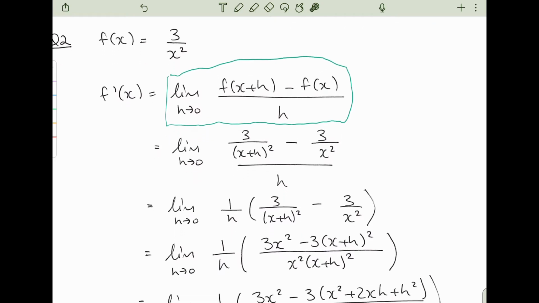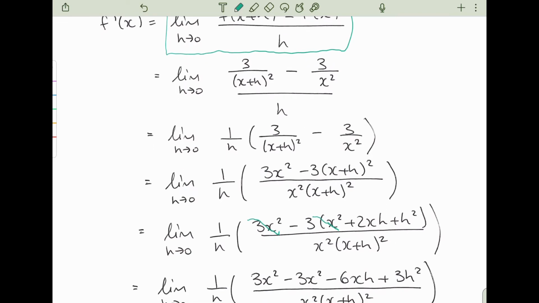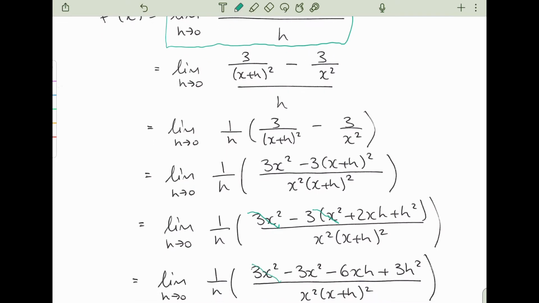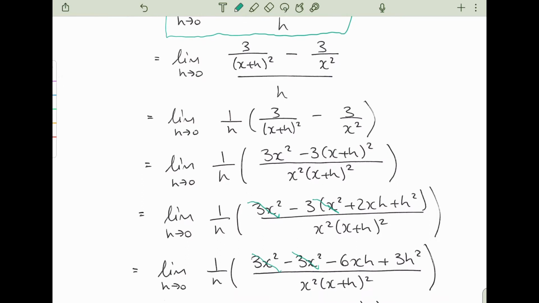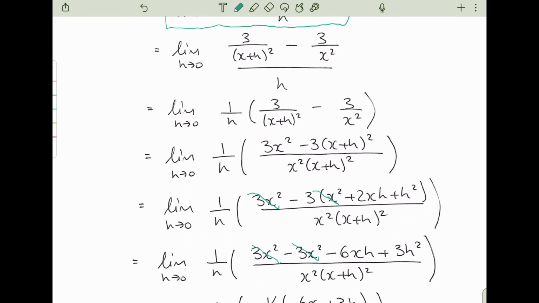And the next step is obviously to open the bracket. Okay, open the bracket, and see that this 3x squared is going to cancel with this 3x squared, right? And just like that, cancel out, and we are left with this 6 minus 6xh plus 3h squared on the top, right? We're left with this thing on the top.